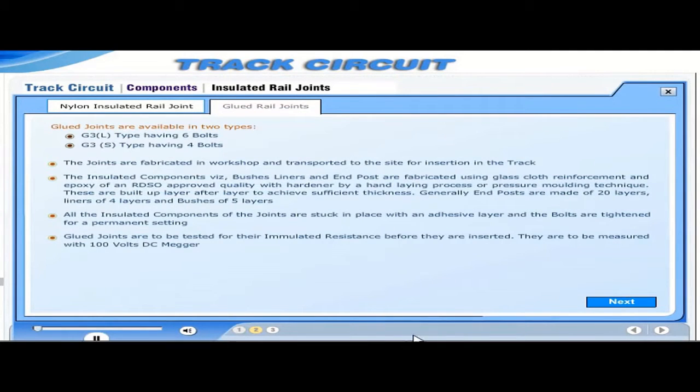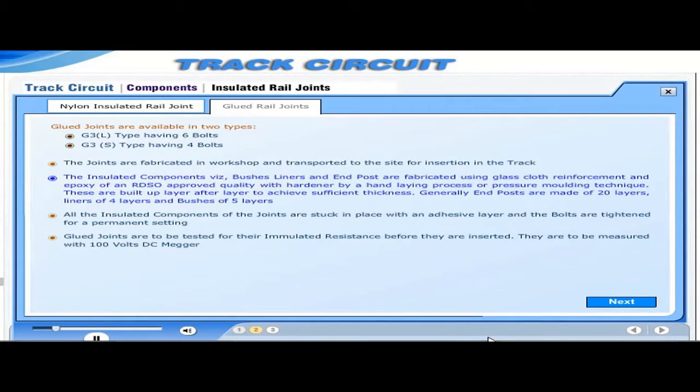Glued rail joints. Glued joints are available in two types: G3 L type having 6 bolts, and G3 S type having 4 bolts. The joints are fabricated in the workshop and transported to the site for insertion in the track.